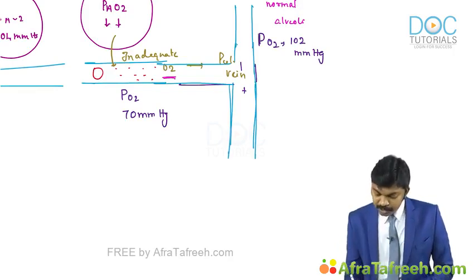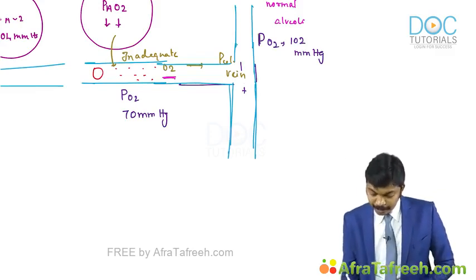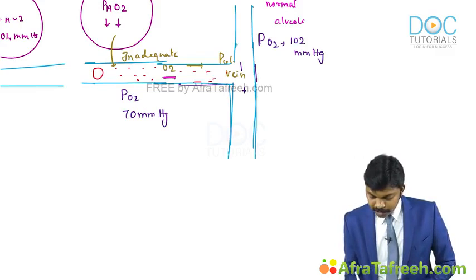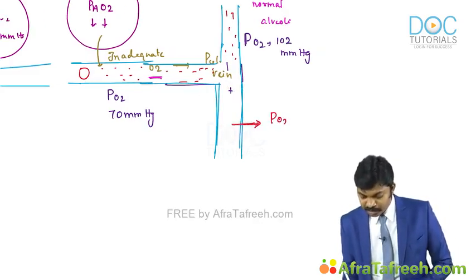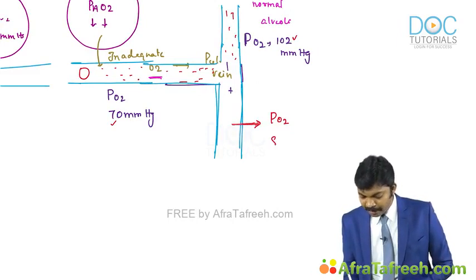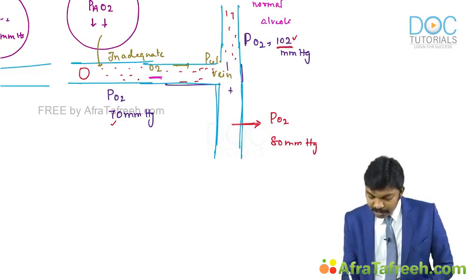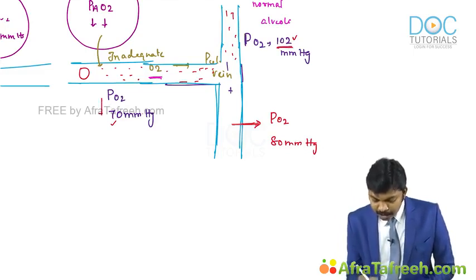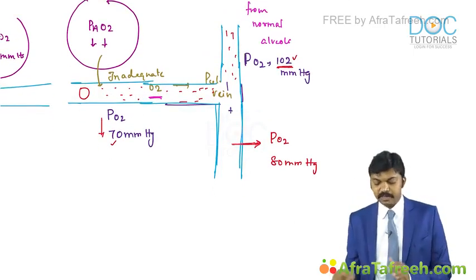Because of admixture of poorly oxygenated blood with normally oxygenated blood, the vein that is being formed, the pulmonary vein, will have a partial pressure of oxygen neither 102 nor 70. It will be somewhat about 80 millimeters of mercury, because the normal oxygen levels will be compromised by the reduced oxygen level in the inadequately oxygenated blood vessels, doctors.